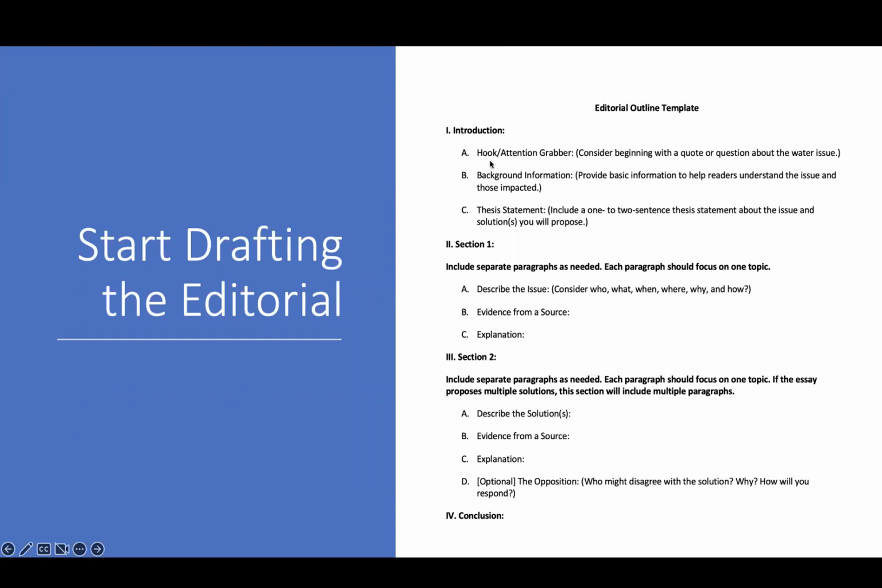We're looking to see, do we have some way that we're grabbing the reader's attention? You might consider including a quote or a question about the water issue you've selected. Just grab people's attention and encourage them to read more. Also, in academic writing, typically our introduction includes background information.